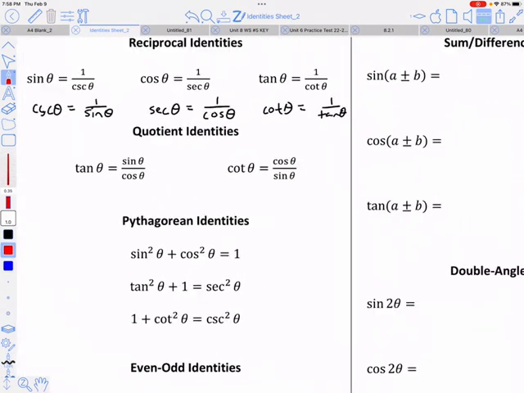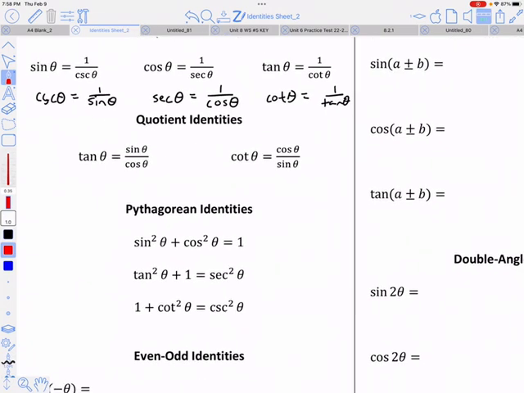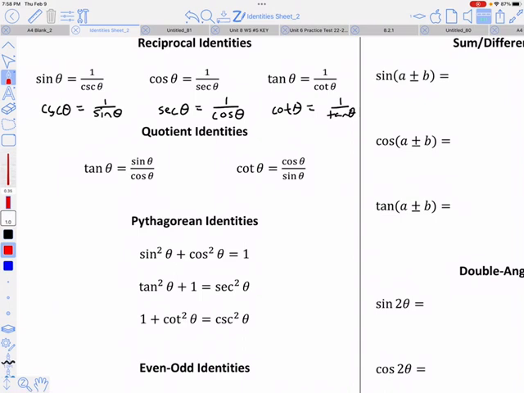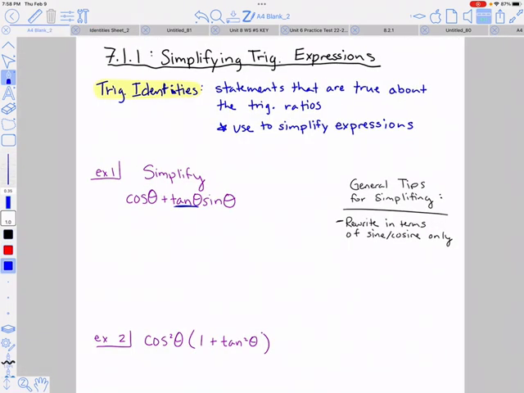And so if you try to figure out what relates tangent to sine and cosine, hopefully this is the one that you would identify. Okay, we have this quotient identity that says that tangent is sine over cosine. So I'm going to take my tangent and replace it with sine over cosine.